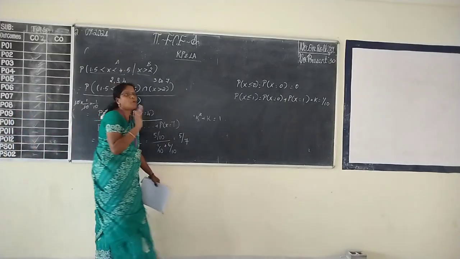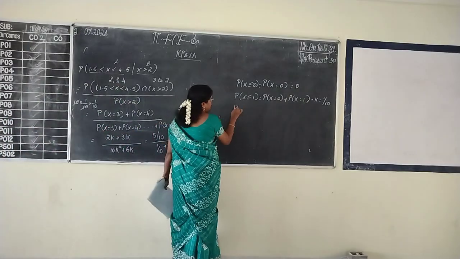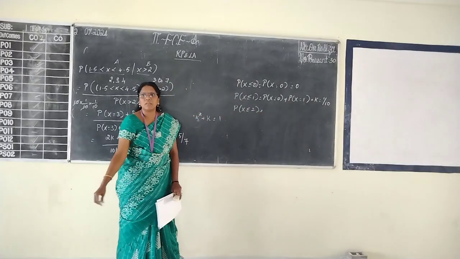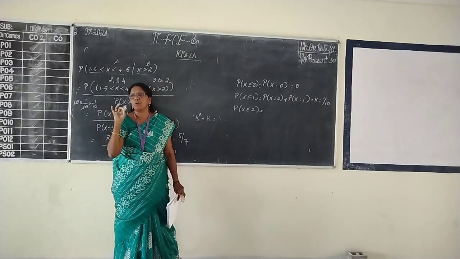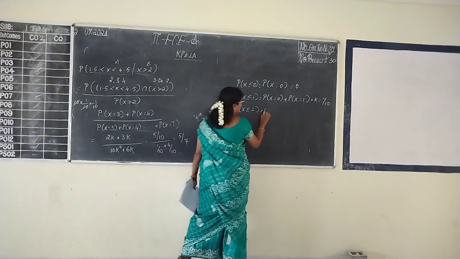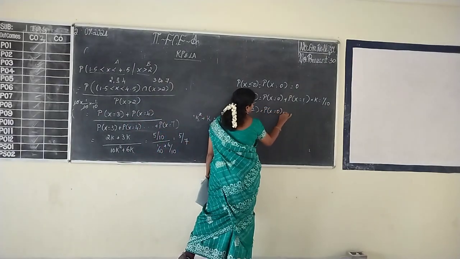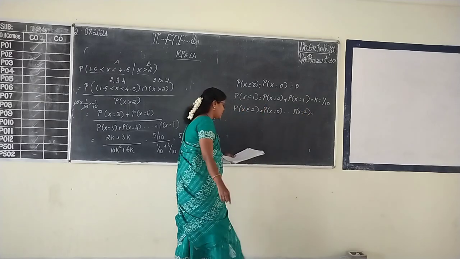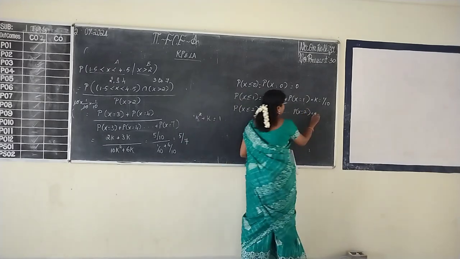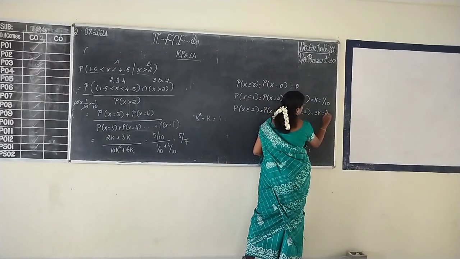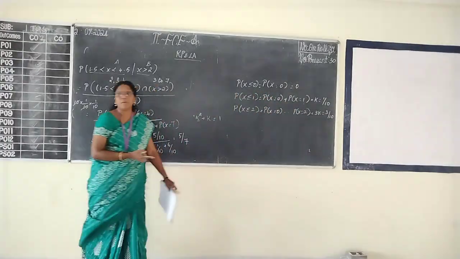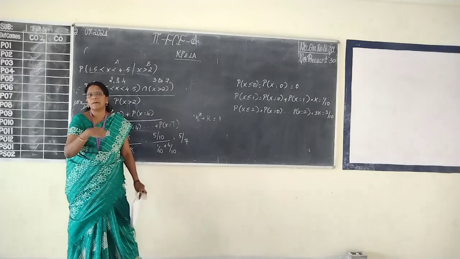Okay, your target is 0.5. Probability of x less than or equal to 2. What are the values possible? 0, 1 and 2. X equal to 0 to 2. Answer: 3 by 3k, which is 3 by 3. Whether this is greater than 0.5? No. So go for the next value.